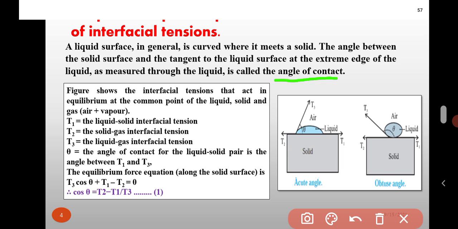The equilibrium force equation is T3 cos theta plus T1 minus T2 equals 0. Then rearranging this equation we get cos theta equals (T2 minus T1) upon T3.